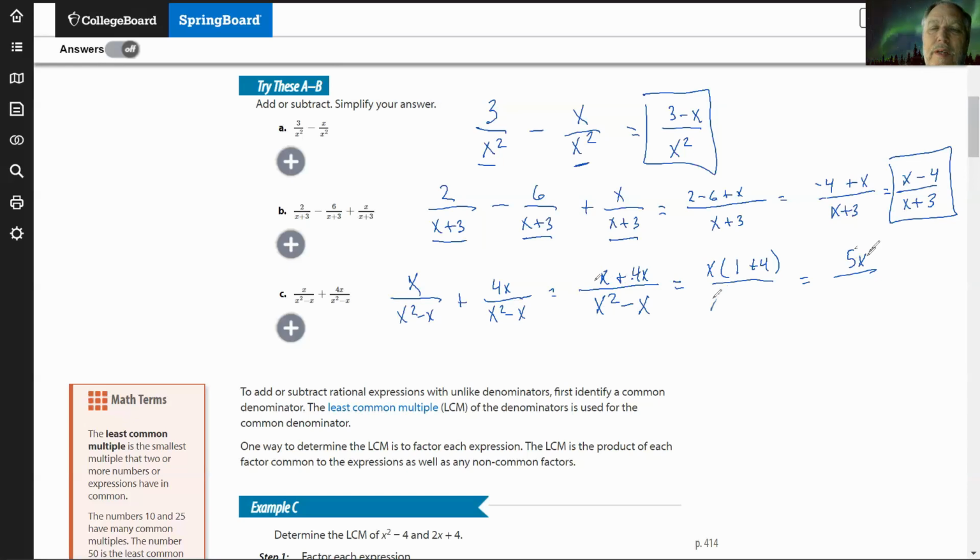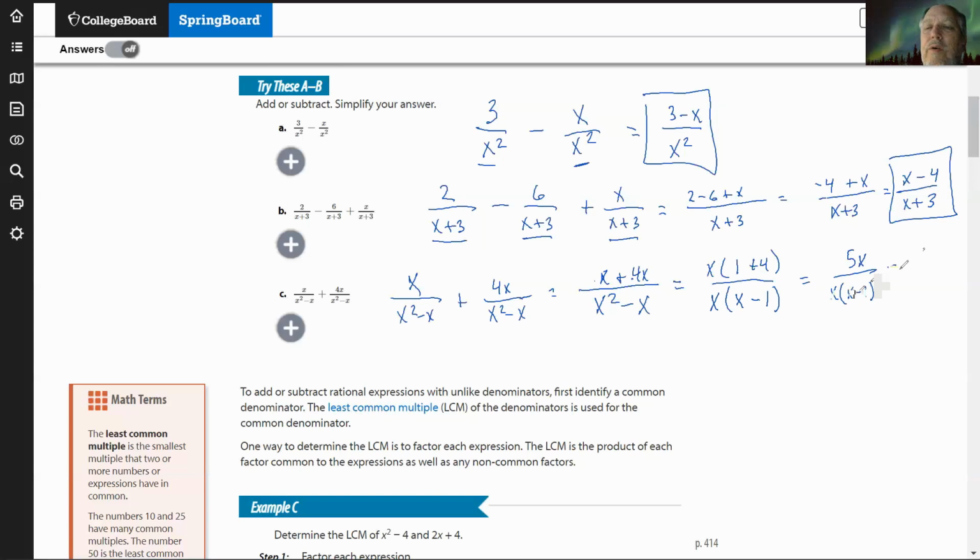So we see the x, and then x squared divided by x is x, minus x divided by x, which is 1. So we can do that. I'm going to put x times x minus 1.